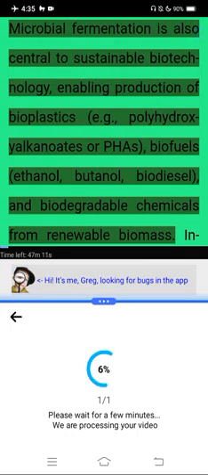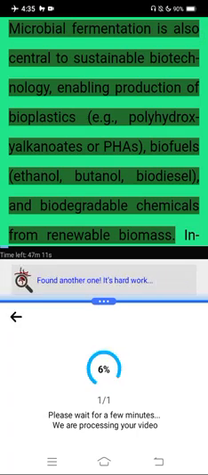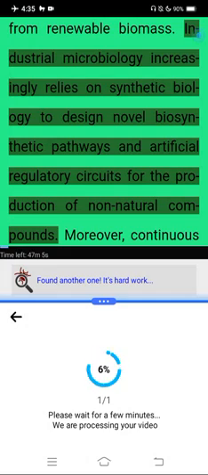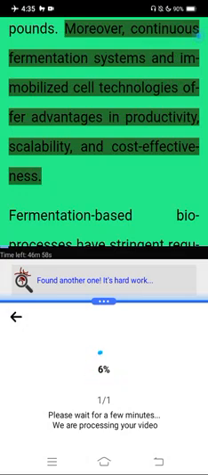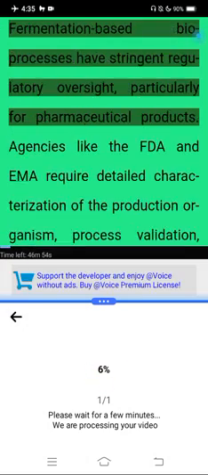Microbial fermentation is also central to sustainable biotechnology, enabling production of bioplastics, e.g., polyhydroxyalkanoates or PHAs, biofuels, ethanol, butanol, biodiesel, and biodegradable chemicals from renewable biomass. Industrial microbiology increasingly relies on synthetic biology to design novel biosynthetic pathways and artificial regulatory circuits for the production of non-natural compounds. Moreover, continuous fermentation systems and immobilized cell technologies offer advantages in productivity, scalability, and cost-effectiveness.